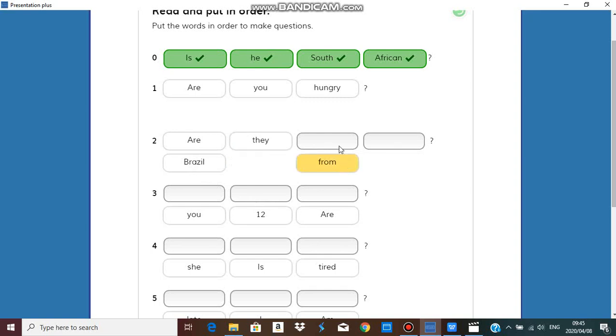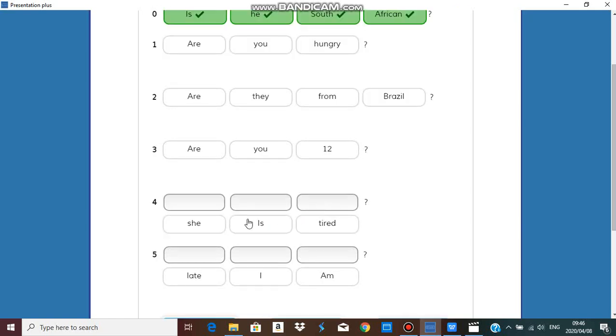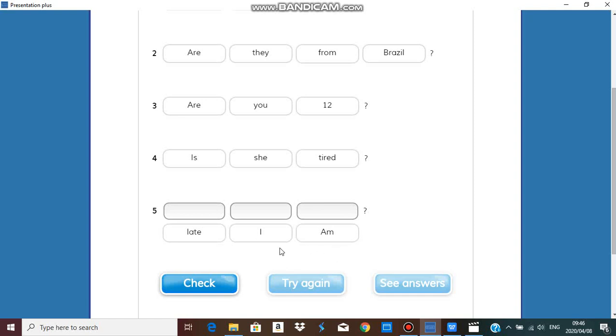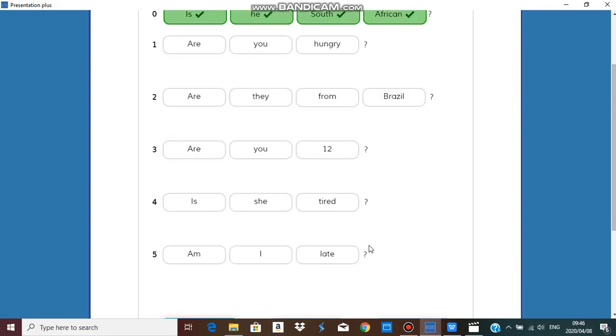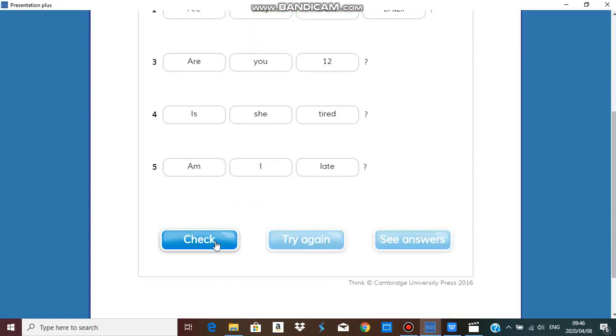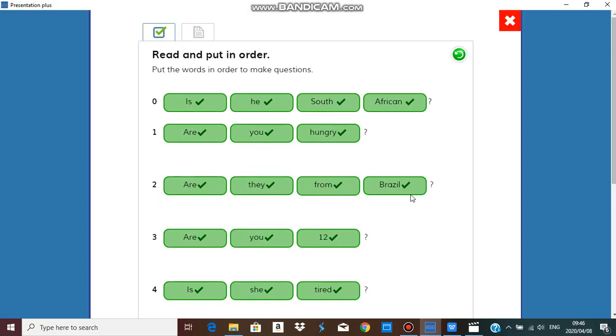Are they from Brazil? You 12 are. Are you 12? She is tired. That's a sentence on its own. But we have to make a question. Is she tired? And late I am. I am late. Can we say I am late? But that's a sentence on its own, but we want to make a question. So we'll start with am I late? Am I late? Remember, questions have question marks at the end. Let's check. All our questions are correct.